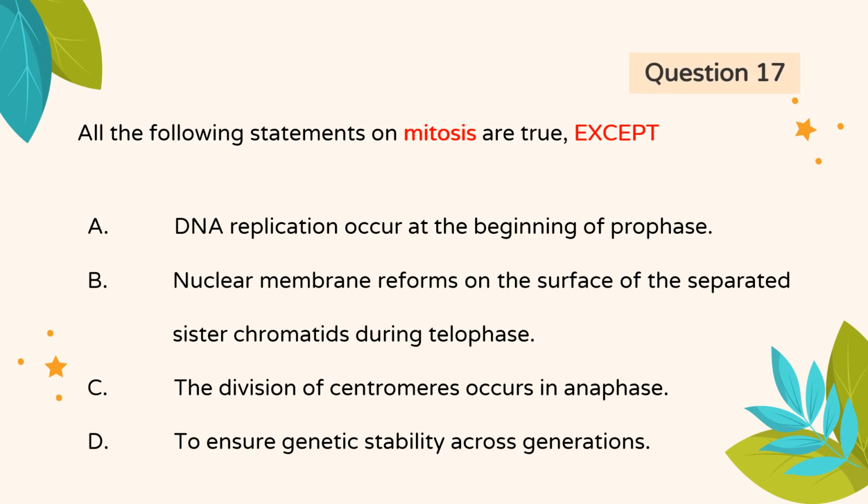Final question, question 17. All the following statements on mitosis are true except A. DNA replication occurs at the beginning of prophase. This is because DNA replication must happen during S phase of interphase.